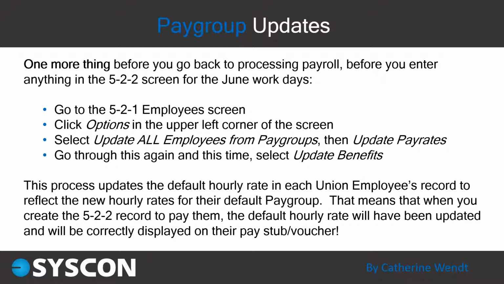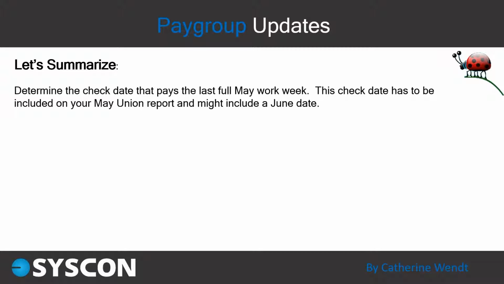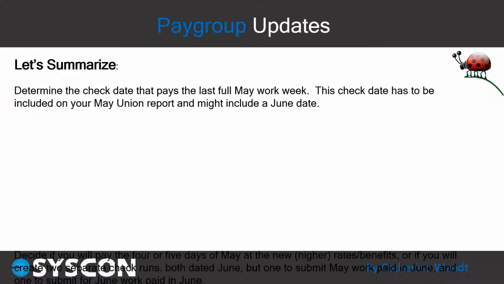So you don't have this confusion on the behalf of the field where they've got a check stub with the old rate, but of course the body of it, their actual hours of pay, have been done at the new rate. So let's summarize where we are. You're going to determine the check date that pays the last full week of work in May. That date is absolutely going to be included on your May union report and might include a June date if your payroll is dated Friday, June 1st.